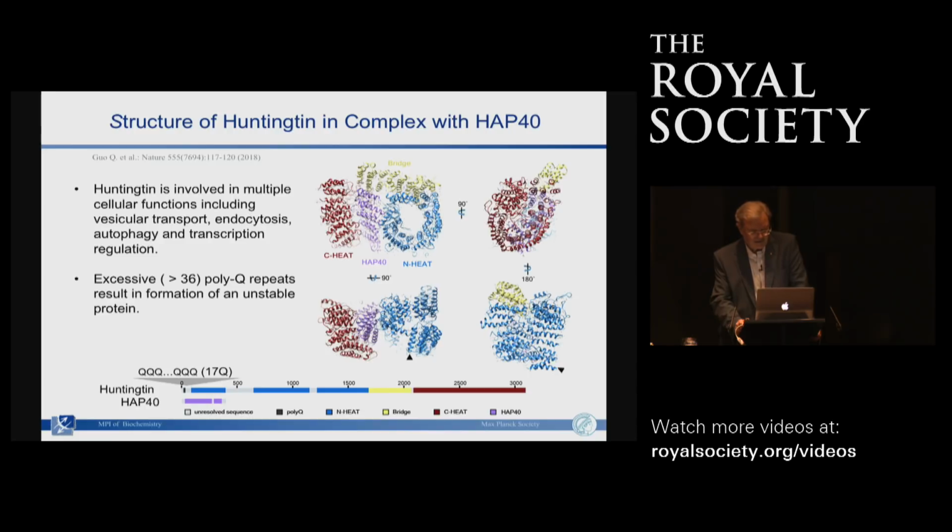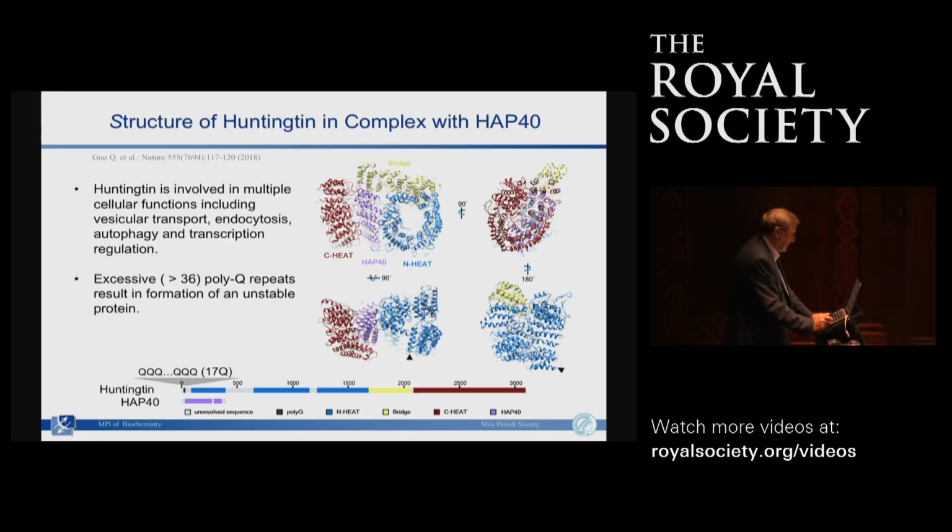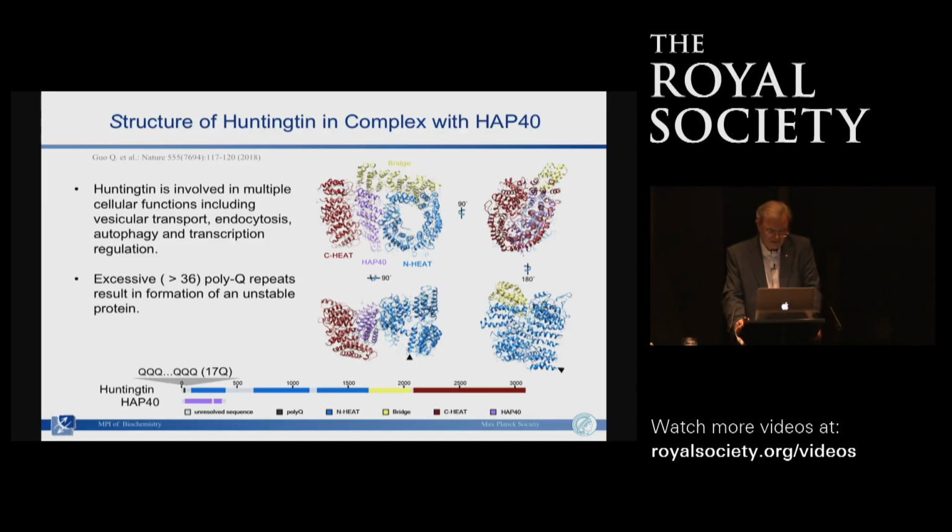Now, Huntingtin, the normal Huntingtin, is involved in multiple cellular functions, including vesicle transport and so on and so forth. Now, I think what makes it a pathogen, if you like, is an excessive polyglutamine repeat in the exon 1. So in this region here, that would be a short one. People who carry such a short repeat are protected from the disease.